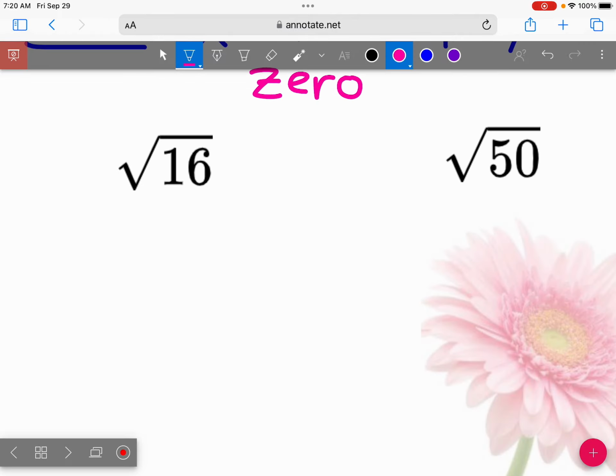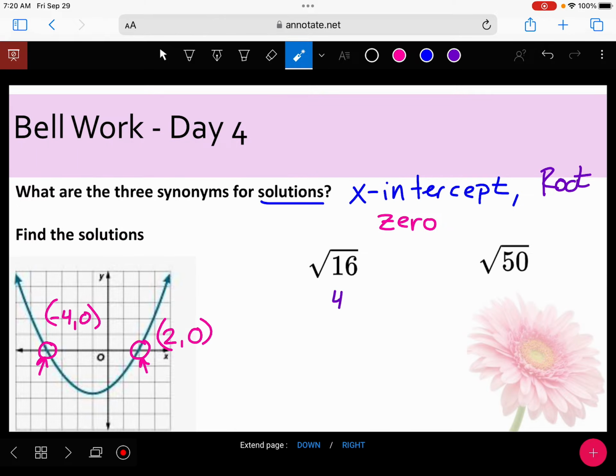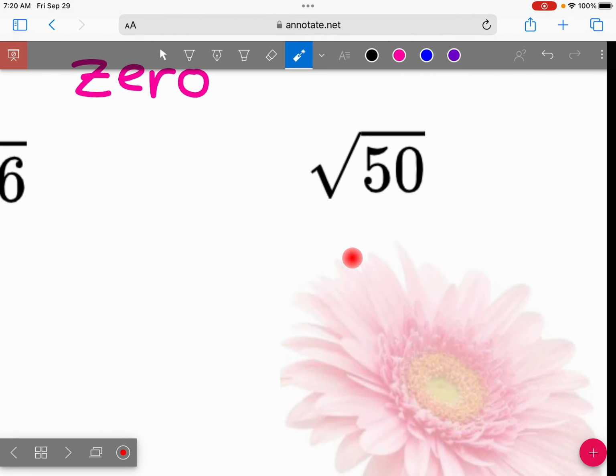And then here's the thing that feels way out of left field. We're going to look at some square roots for a second. What is the square root of 16? 4. That one's not too bad. How about the square root of 50? Ooh, screen. Let's not be a jerk. How do we do this?